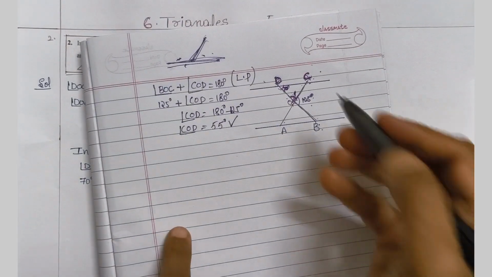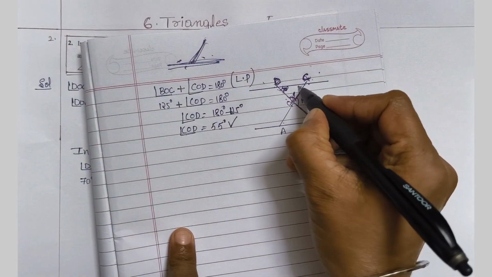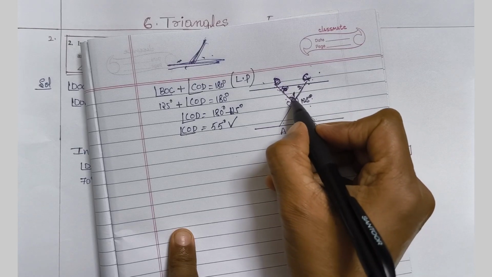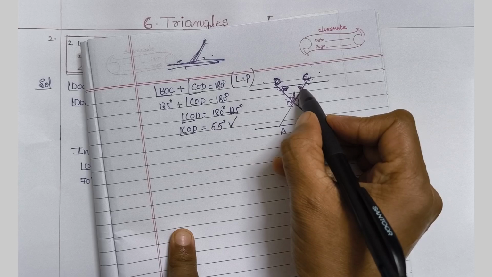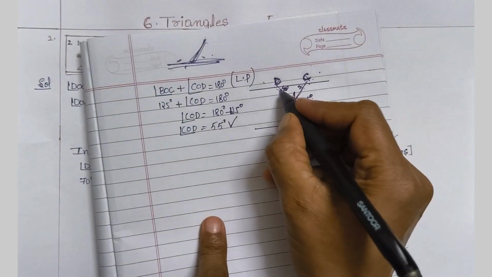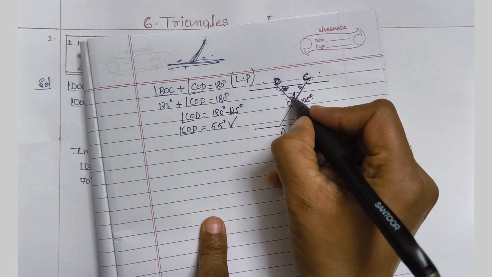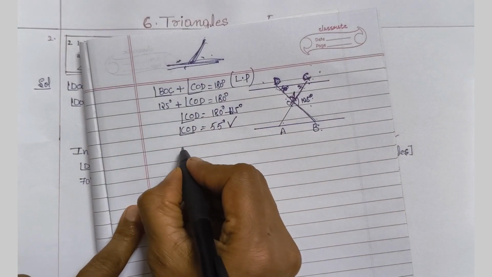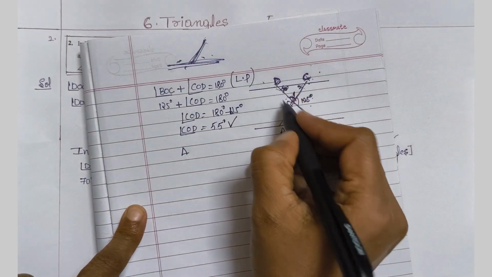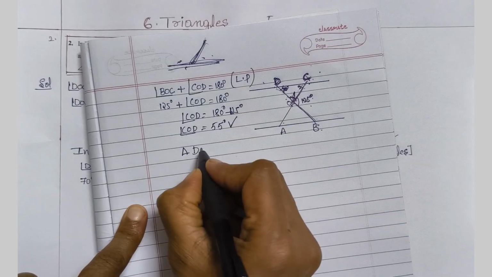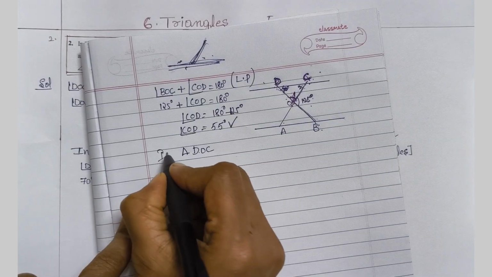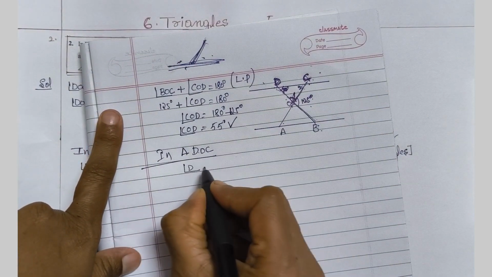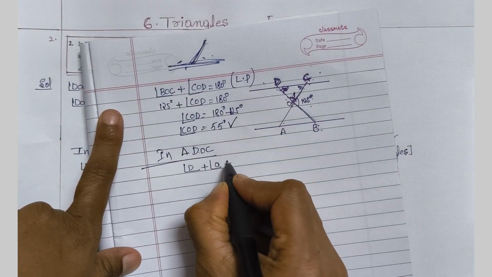Now observe here. This angle you have to find. You already know 2 angles: this is 55 and this is 70. In any triangle, if you know 2 angles, the third angle can easily be found. So carefully listen, I am taking triangle DOC. In triangle DOC, the sum is angle D plus angle O plus angle C.